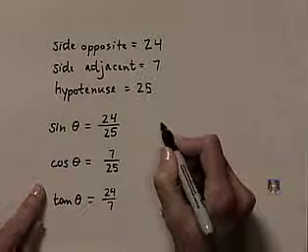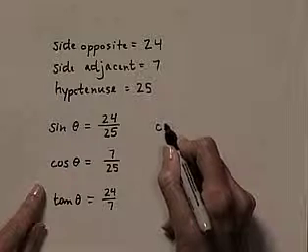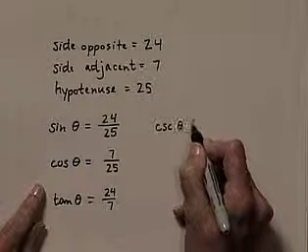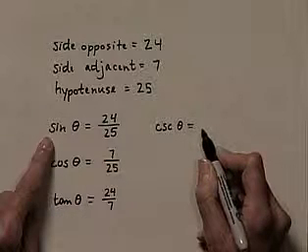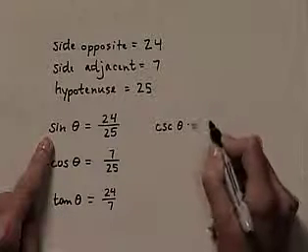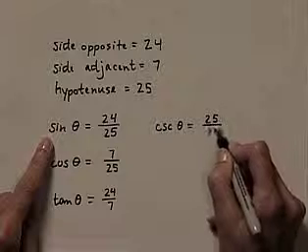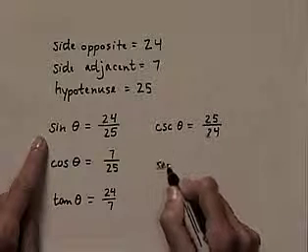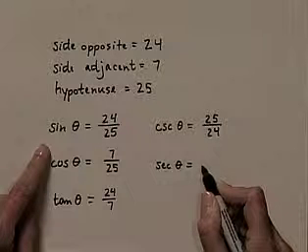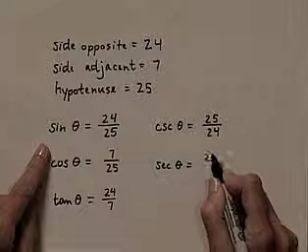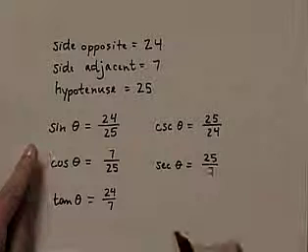Continuing on, let's look for the cosecant of theta. That is defined as the hypotenuse divided by the side opposite, so that's going to equal 25 over 24. The secant of theta is defined as the hypotenuse divided by the side adjacent. That will be 25 divided by 7.